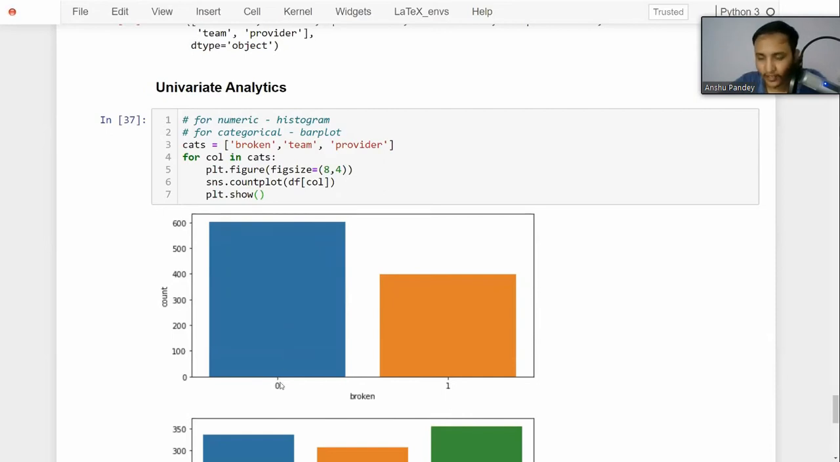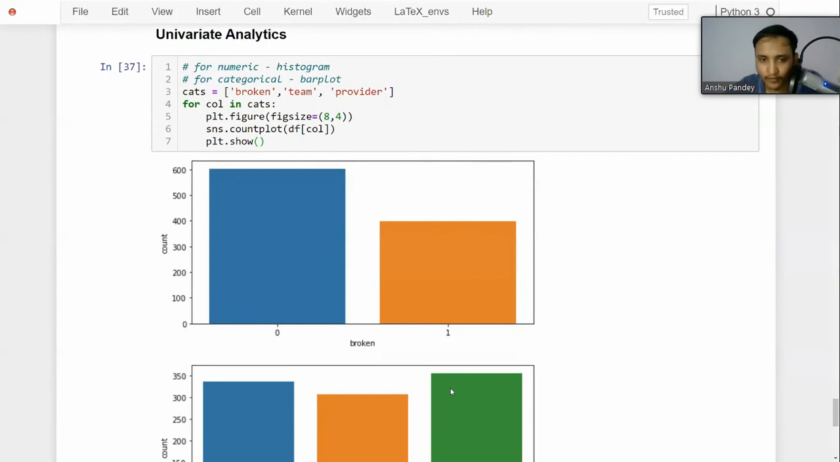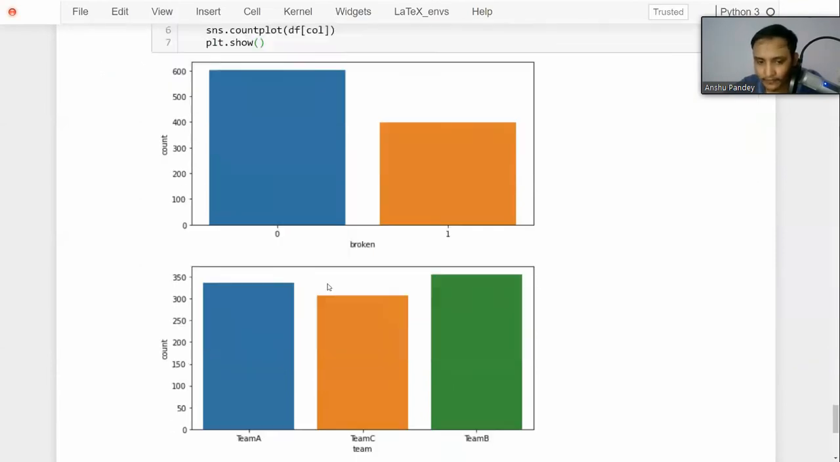First, broken. This is one of the categorical attributes, which represents simply whether the machines are damaged or not damaged. Count plot is primarily a frequency plot. The x-axis represents the categories, and the y-axis represents the count of how many times those categories are observed. So out of 1,000 machines, approximately 600 are 0, which means they are not damaged, and approximately 400 machines are 1, which is damaged. That means almost 40% of machines are damaged in the factory. That's one of the interpretations we can make here.